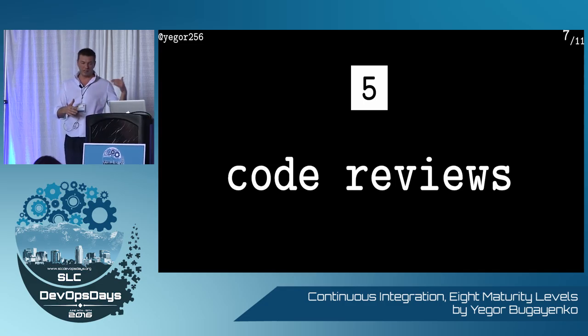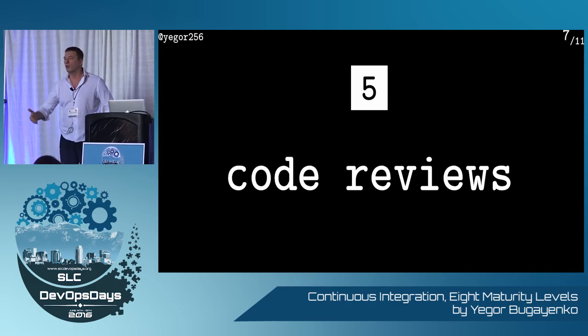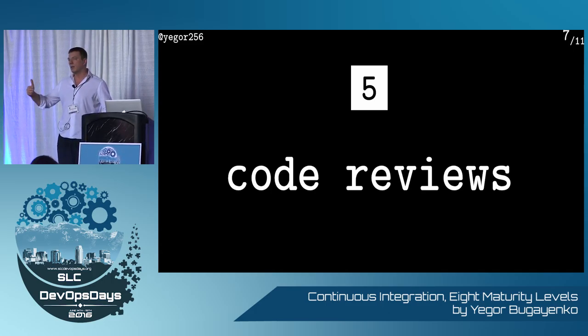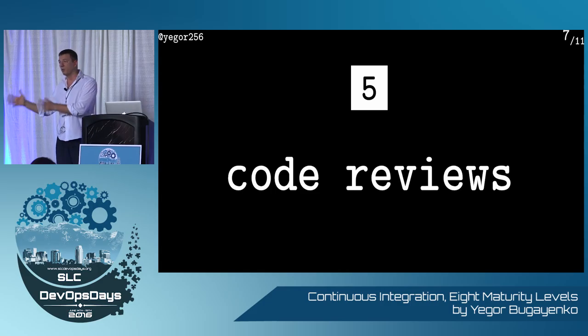So this is level number 5. You have to have some protocol, some process, some formal method of who will look at this pull request and who will make the decision whether the pull request is good or there are some changes to be made. And this process is called code reviews.